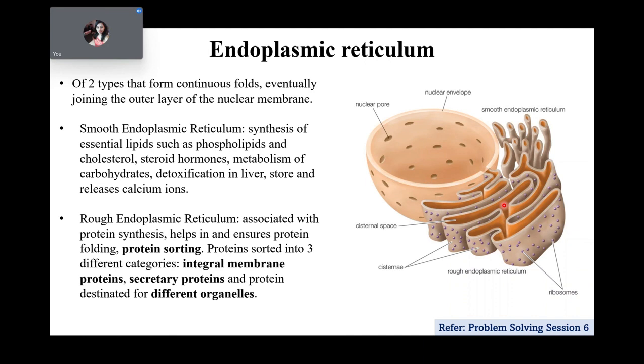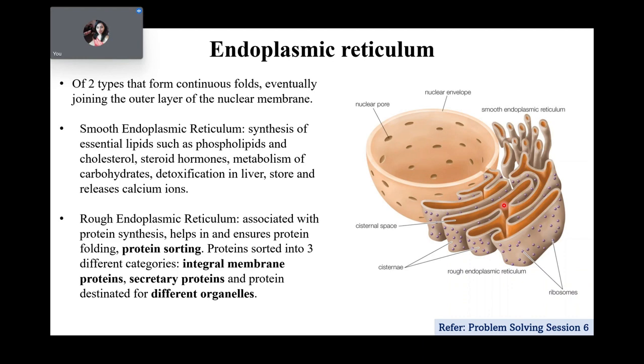The structure will generally have 5 to 8 cup-shaped cisterns, and these are all connected by tubular connections. The cis face generally receives the vesicles from the endoplasmic reticulum. So the endoplasmic reticulum passes these vesicles to the Golgi bodies. What happens in the Golgi bodies after these vesicles are transferred via the endoplasmic reticulum is that the protein content is modified.